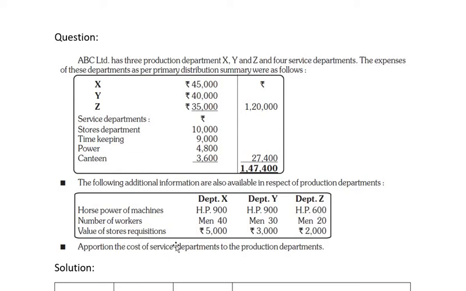Value of stores requisition: for Department X, store requisition worth rupees 5,000 is utilized. In Department Y, store requisition amounting to rupees 3,000 is utilized and in Department Z, store requisition amounting to rupees 2,000 is utilized. Now in this question you have to apportion, that means you have to distribute the cost of service department into the production department.